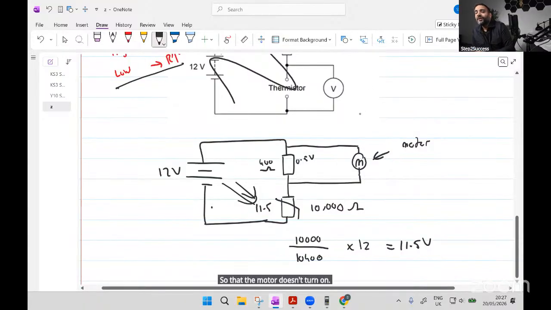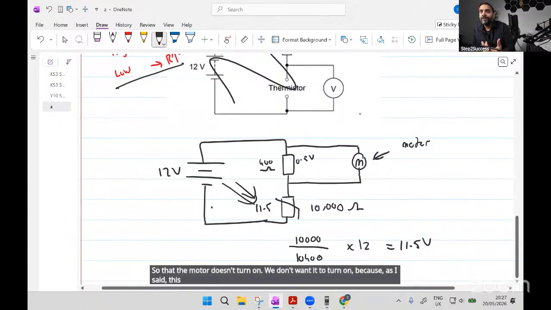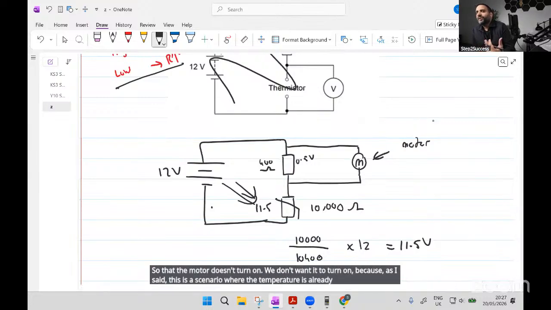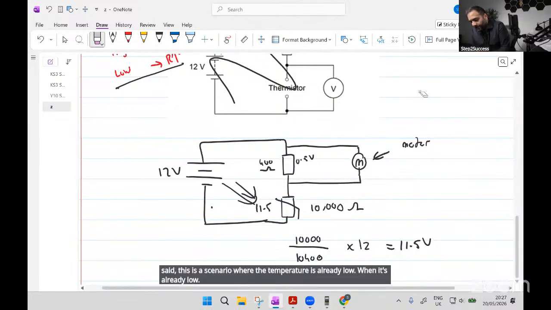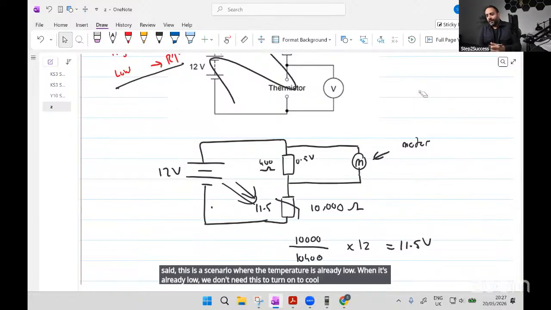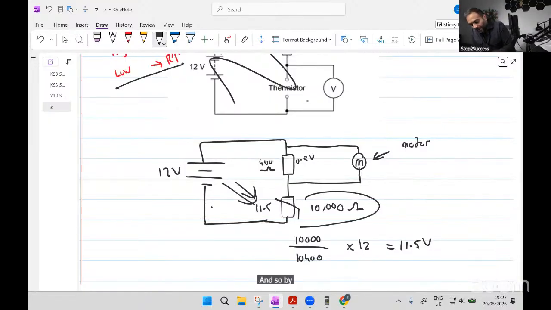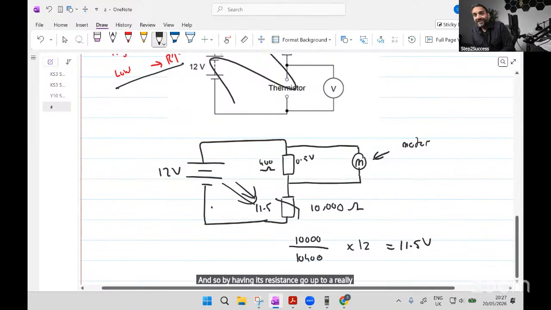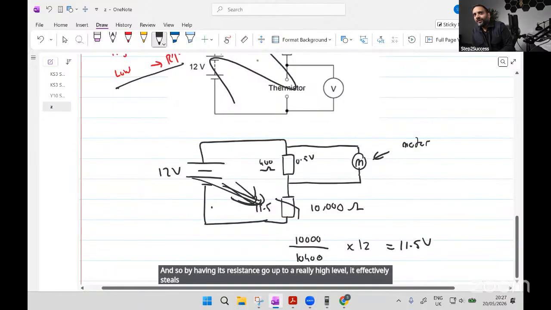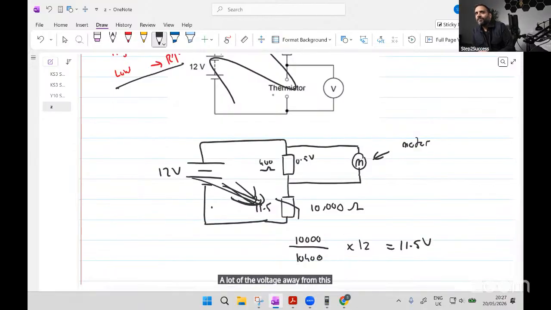We don't want it to turn on because, as I said, this is a scenario where the temperature is already low. When it's already low, we don't need this to turn on to cool down this fridge. And so by having its resistance go up to a really high level, it effectively steals a lot of the voltage away from this component.